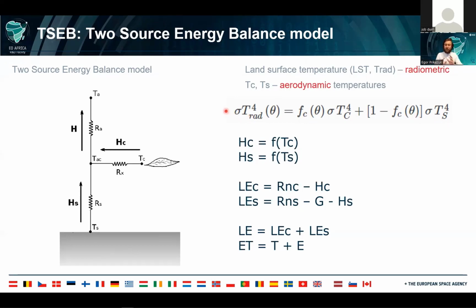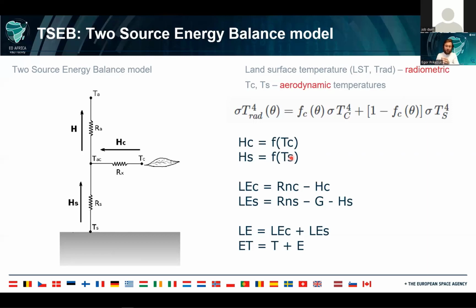This measurement of land surface temperature gives us a way to decompose, to guess, first, the temperature of individual components, and then in the iteration, which in the case of two source energy balance models is only one iteration, it identifies the sensible heat flux of canopy and the sensible heat flux of soil.